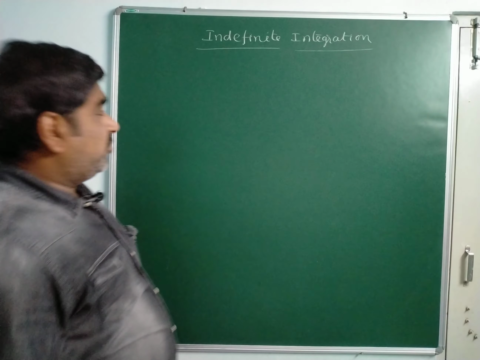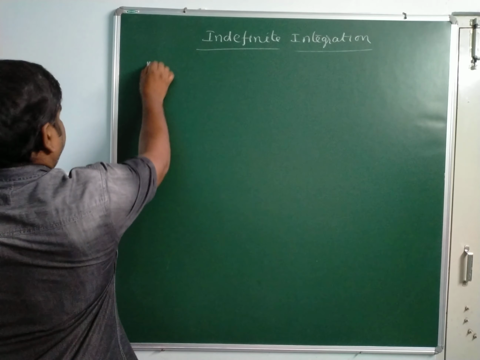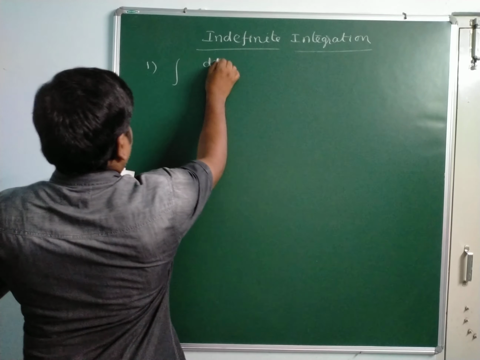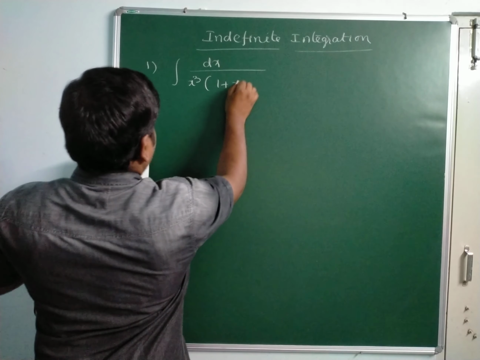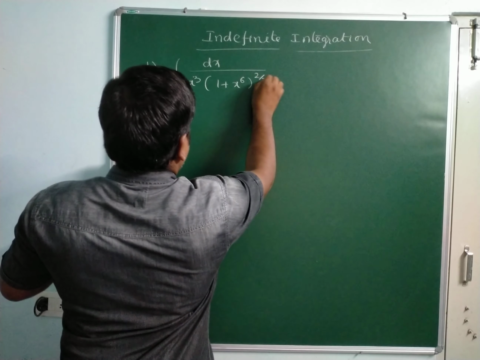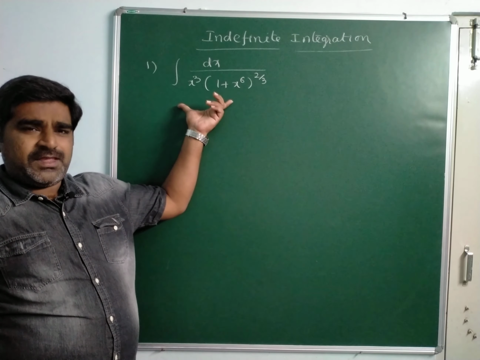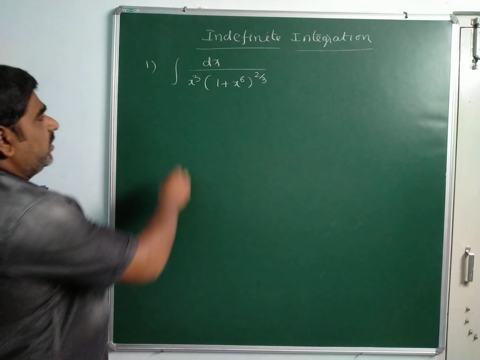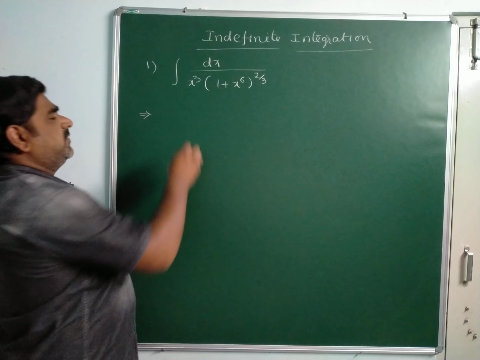So let us see how the questions look. The first question is like this: integral dx by x cube into (1 plus x to the power of 6) whole to the power of 2 by 3. He may ask a question like this almost. Right. How do you evaluate this question? Very simple.